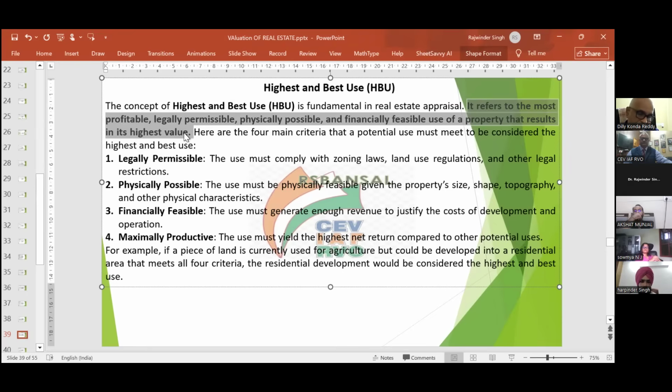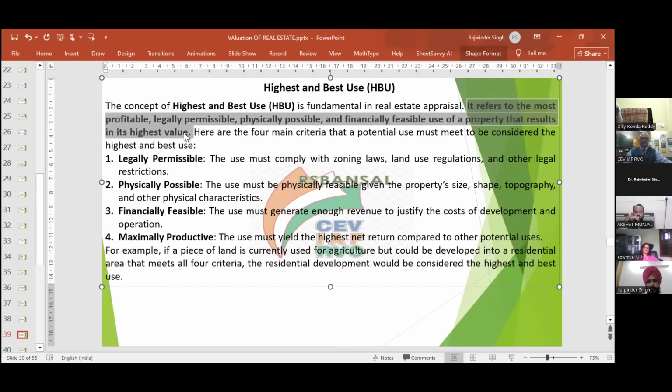So legally permissible means that you want to make a commercial building. For constructing the commercial building, the property should be situated in a commercial zone. Only then it is legally permissible. Of course, commercial property will fetch higher value, but you cannot construct a commercial property in a residential area. It should be legally permissible.